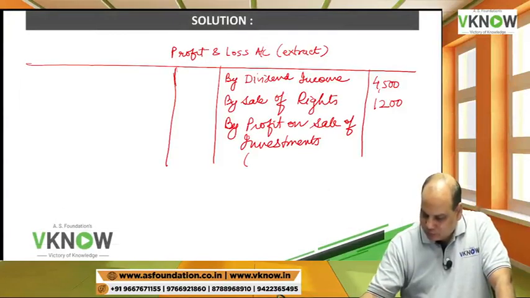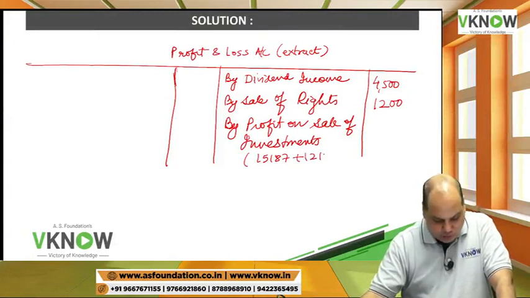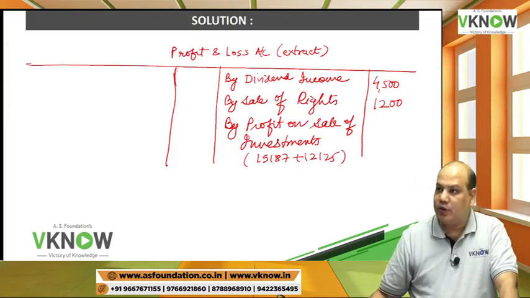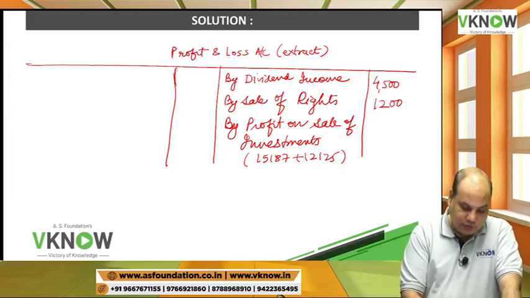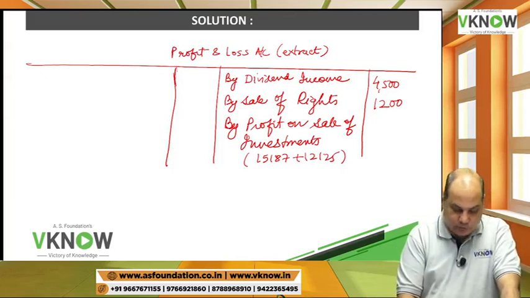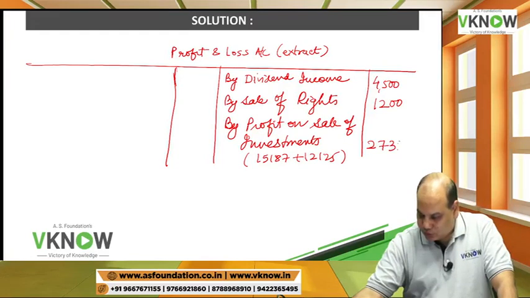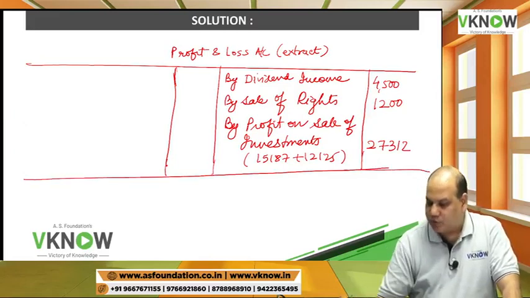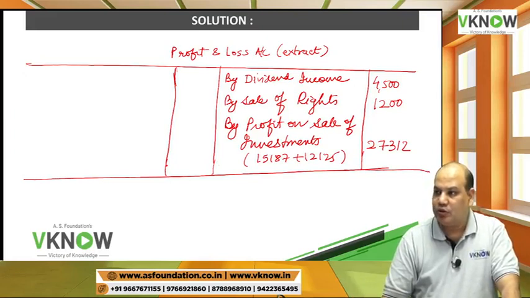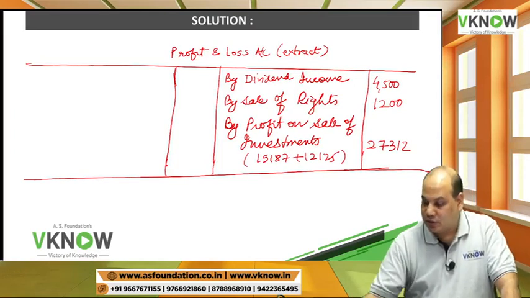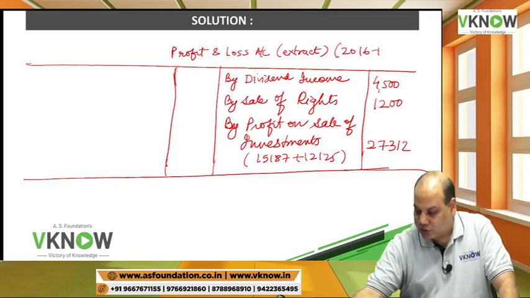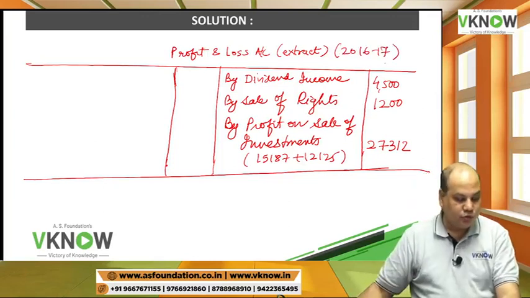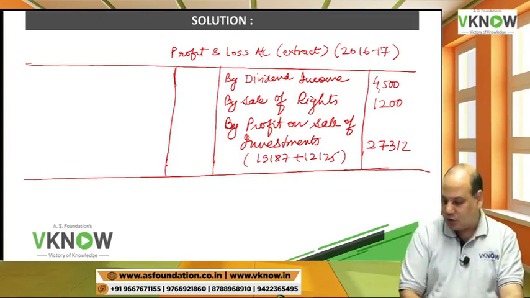15,187 plus 12,125. 27,312. So this is the income from investment in your P&L account. Don't take total. It is only an extract of which year? 2016-17. 2016-17, this is the answer.